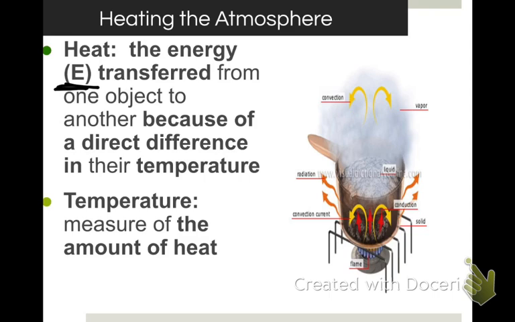And think about it. What is our main heat source for the earth? Our main heat source is the sun. Well, that also is our main energy source. So the two do go together.